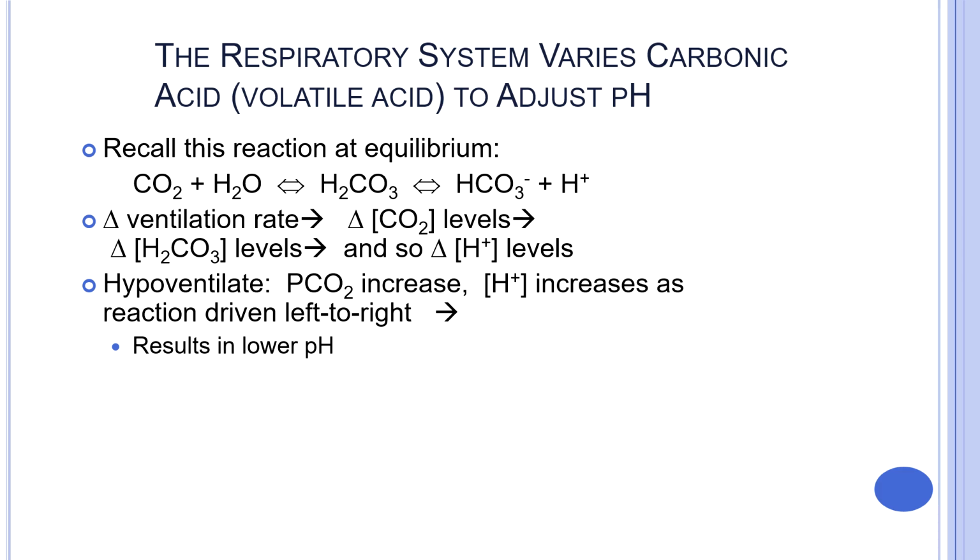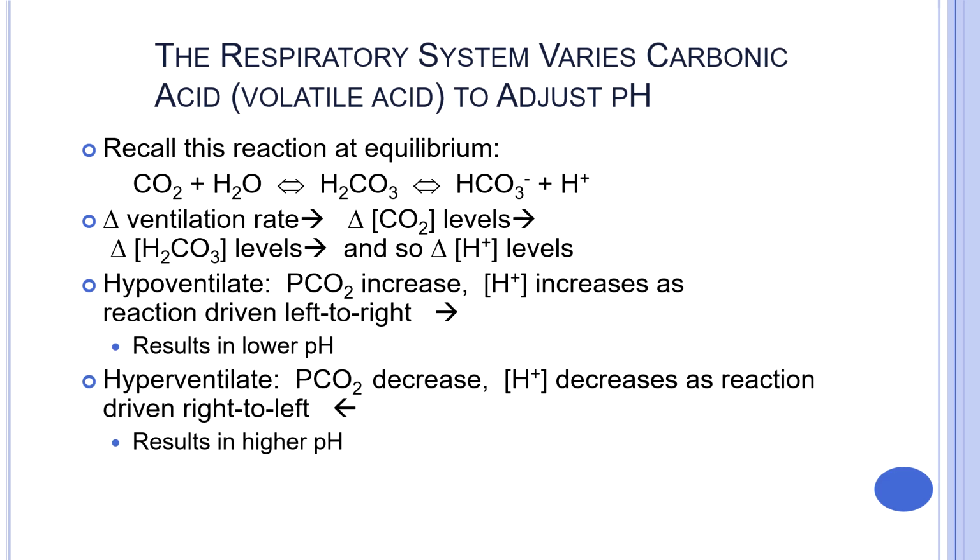So if I were to hyperventilate, that means breathing too fast, I would get rid of my carbon dioxide, maybe more than I needed to, which means a decrease in my hydrogen ions, driving the reaction towards the left, and this results in a higher pH.